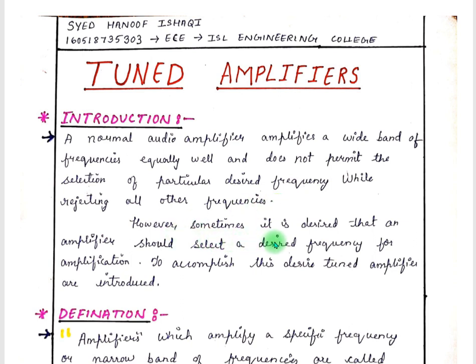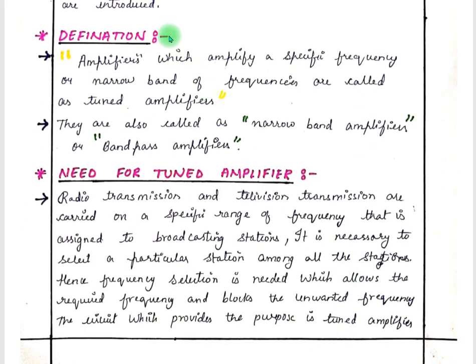However, sometimes it is desired that an amplifier should select a desired frequency for amplification. To accomplish this, tuned amplifiers are introduced. Now let us see the basic definition of a tuned amplifier. The amplifier which amplifies a specific frequency or narrow band of frequencies is called a tuned amplifier. Since tuned amplifiers are used for amplifying a narrow band of frequencies, they are also called narrowband amplifiers or bandpass amplifiers.